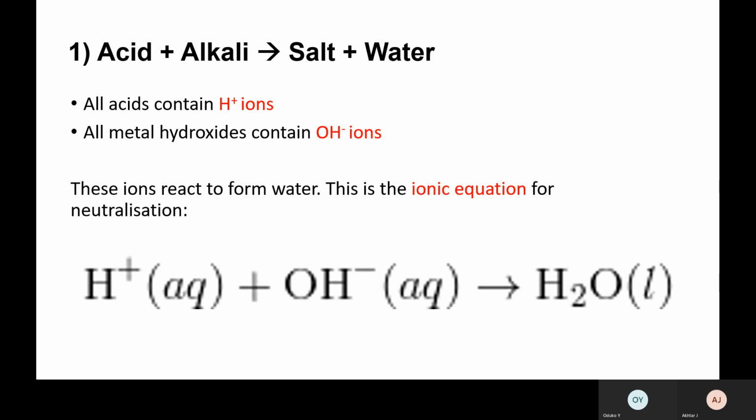Now, we can see here that water is formed, and actually you need to know this ionic equation showing neutralization and how water is formed in this reaction. So we've got hydrogen ions combining with the hydroxide ion, and we can form a molecule of water. So let's make sure we get that noted down and memorized.